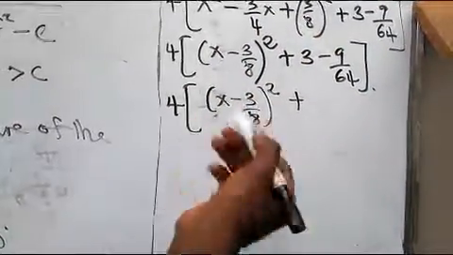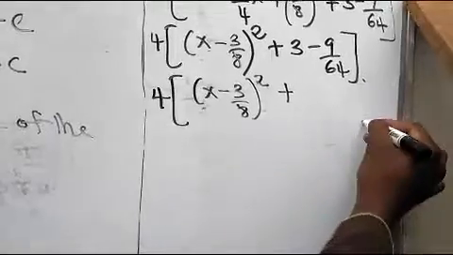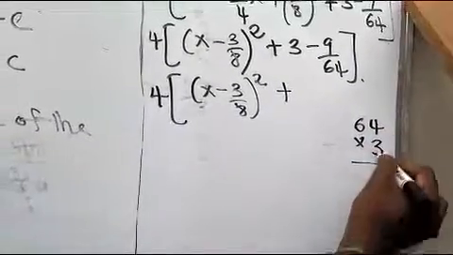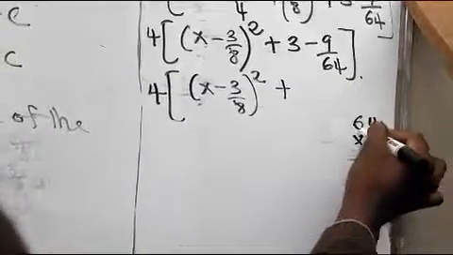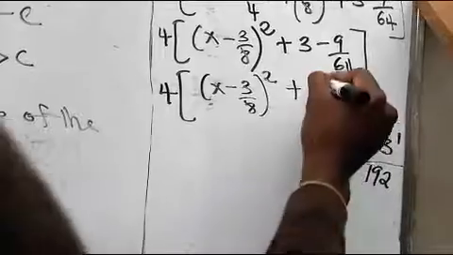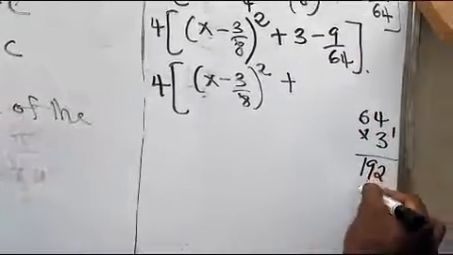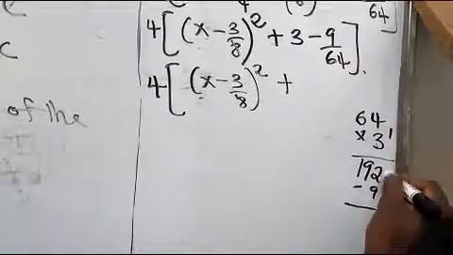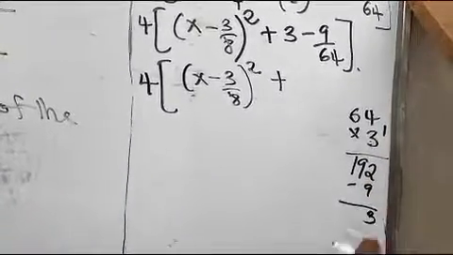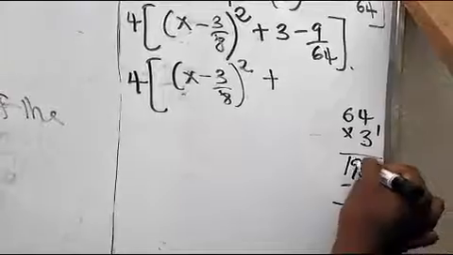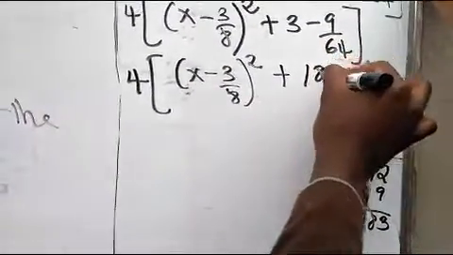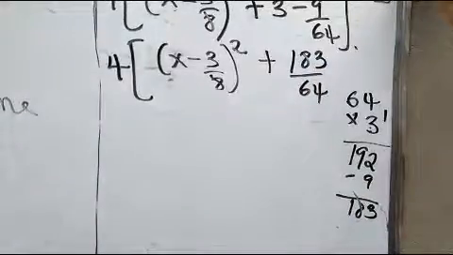we can do the rough mathematics somewhere. 64 times 3: 4 times 3 is 12, carry 1, and 3 times 6 is 18, we add it, we have 19. So we have 192. So 192 minus 9: 12 minus 9 gives us 3. So we simply have 183, so 183 on 64.